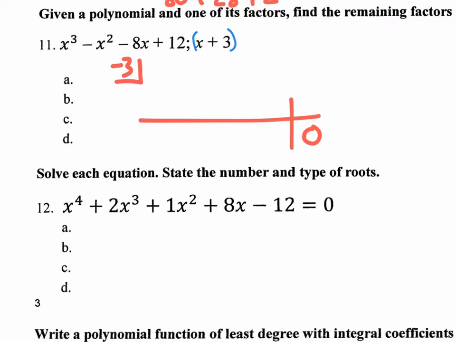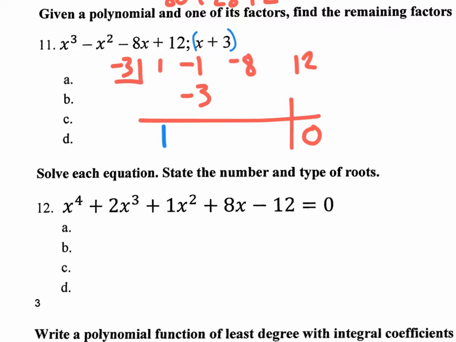So we really have a 1, a negative 1, a negative 8, and a 12. So as you go down, you add 1 plus 0, because there's nothing there, is 1. And then you take the negative 3 and multiply it by 1, and you get negative 3 up here, correct?